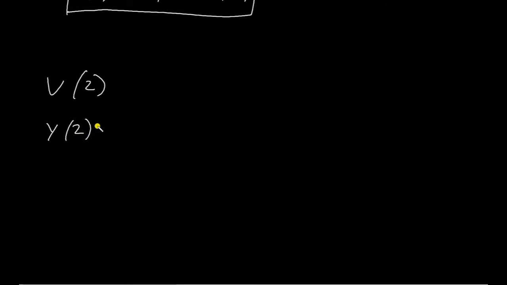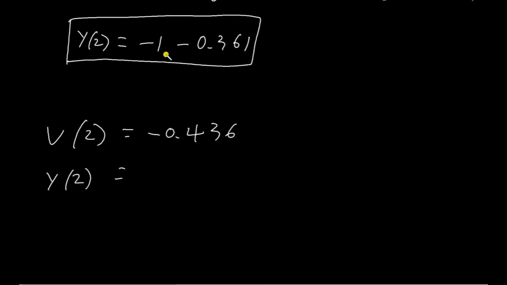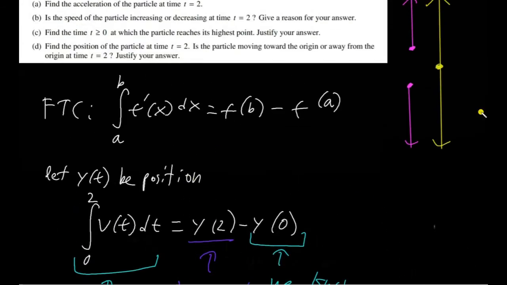Okay, so v of 2. If you remember all the way back from part B, where we found v of 2 to determine the speed, you'll remember that it came out to be negative 0.436. Obviously, if you didn't erase everything like I'm doing, you would have just been able to see it. And then the position at time t equals 2, we determined that it's negative, I'll just simplify that to negative 1.361. And notice that these both have the same sign, right? They're both negative. So we're dealing with this bottom scenario here, where it starts at a negative position and it moves more negative. So it is moving away from the origin.